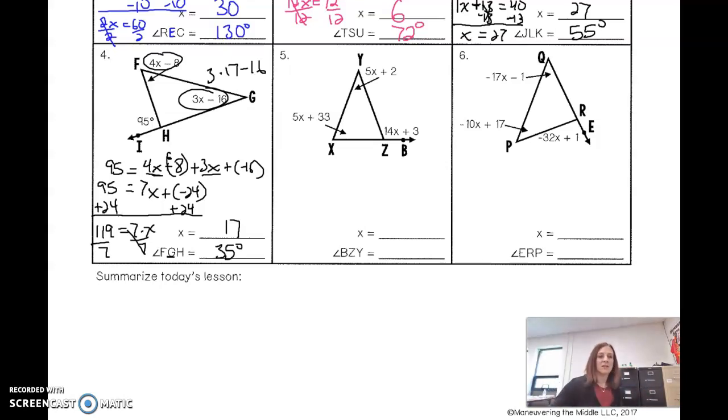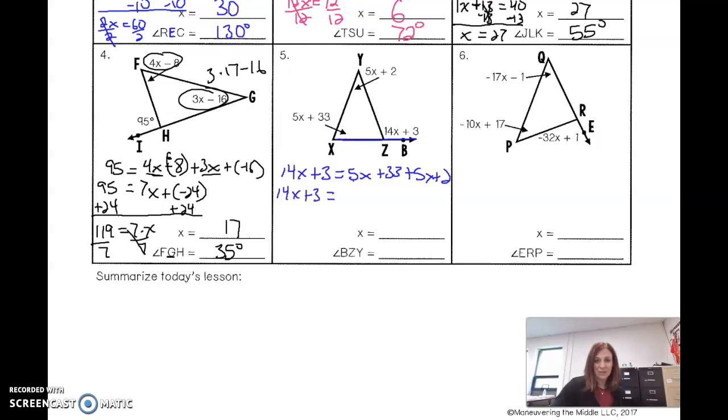Okay, let's keep going. My exterior angle, find it because it's on the outside. Because we've extended this side of the triangle out, I know that's my exterior angle, 14x plus 3, and that has to equal the sum of my remote interior angles. 5x plus 33, plus 5x plus 2. Simplify and solve. I told you the algebra stuff was not going anywhere.